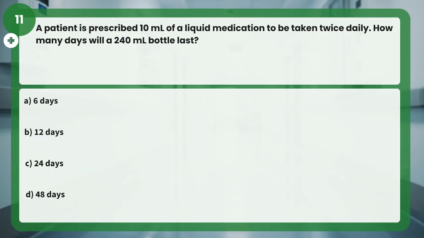Question 11. A patient is prescribed 10 milliliters of a liquid medication to be taken twice daily. How many days will a 240 milliliter bottle last? A. 6 days. B. 12 days. C. 24 days. D. 48 days.